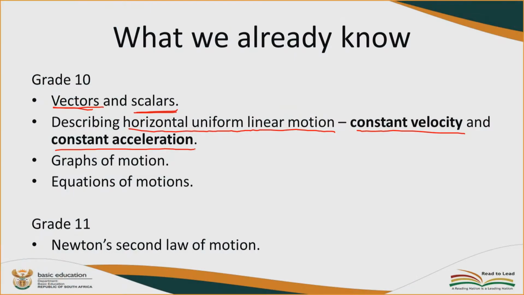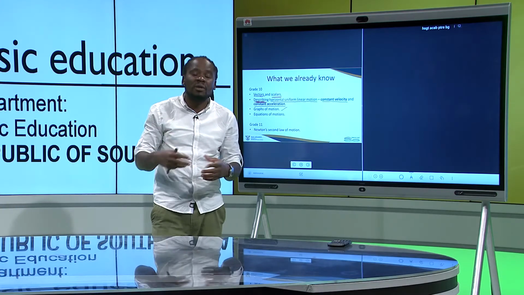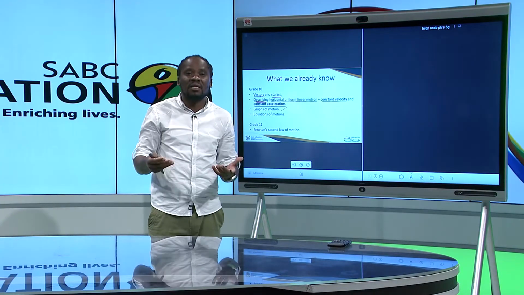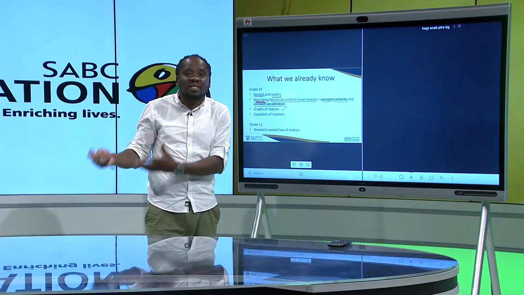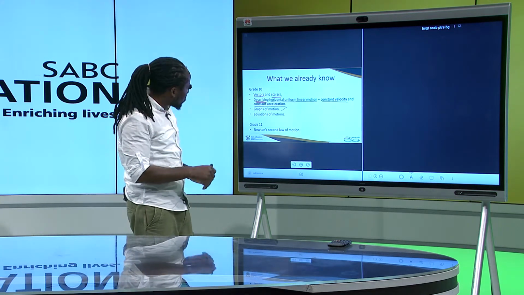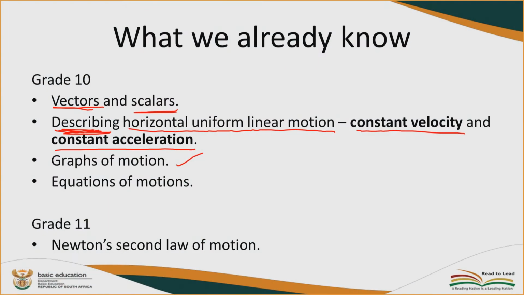In grade 10, we also dealt with a lot on graphs of motion, right? In many ways, graphs also serve the purpose of describing the motion. Very, very important. Because what a graph essentially does, it tells a story of how an object moves or how it changes its position. And by analyzing that motion, we can present the very same motion in terms of graphs, right? And also, in grade 11, very, very key, we looked at Newton's second law, right?